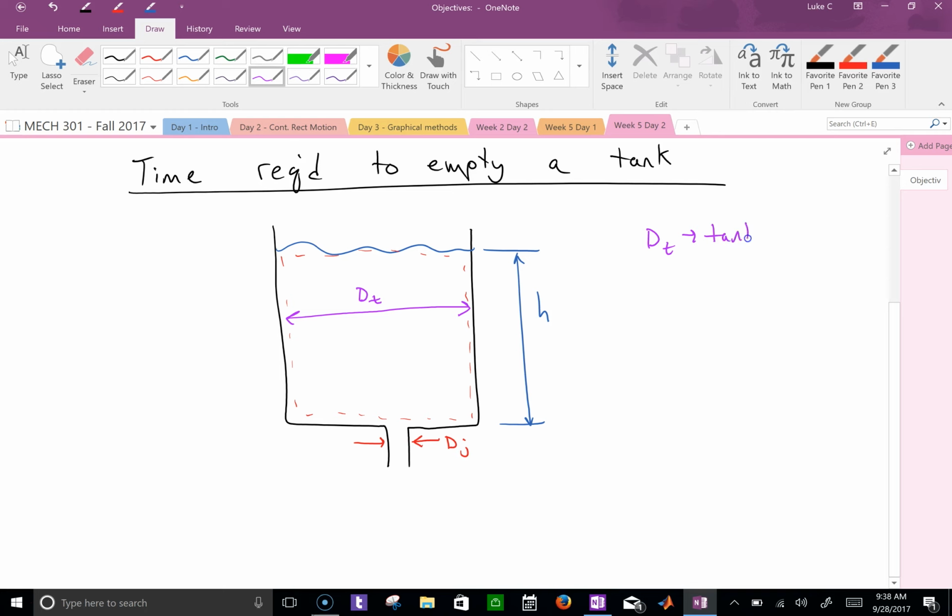Tank diameter. And this is the jet diameter, or the exit diameter. Yes, yep. So we're going to find the height as a function of time. So we're going to develop our differential equation.